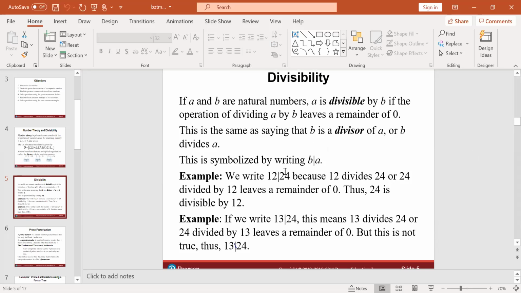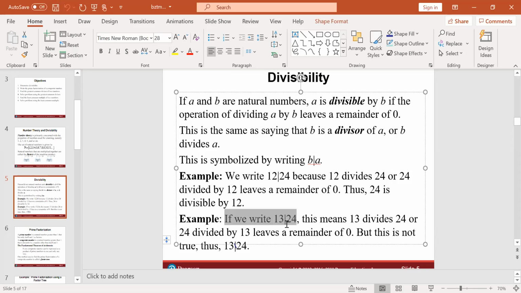Now, it's kind of weird because normally you say 24 divided by 12. Here, we're just flipping the order of it, but it's the same thing. 12 is dividing into 24. 24 is being divided by 12. Now, 13 does not divide 24. So if I try to write 13 divides 24 here, I am incorrect. It does not leave a remainder of 0. It does not cleanly divide into it at all.